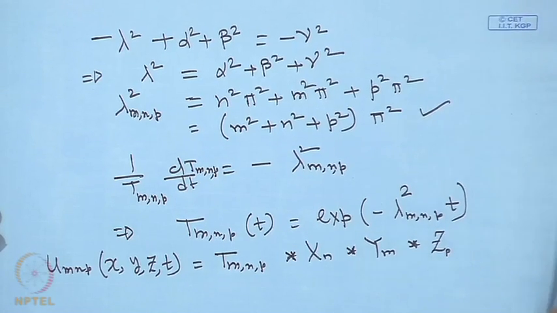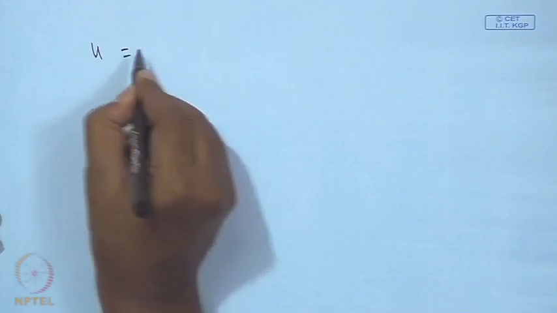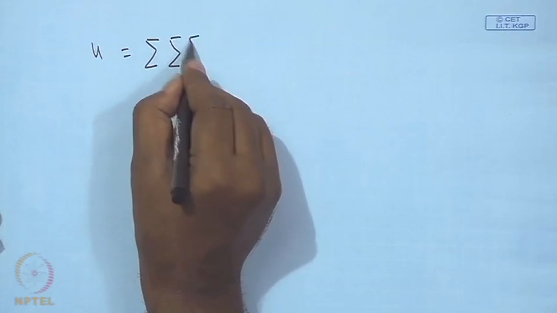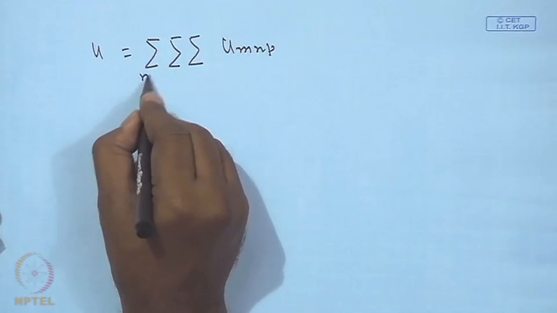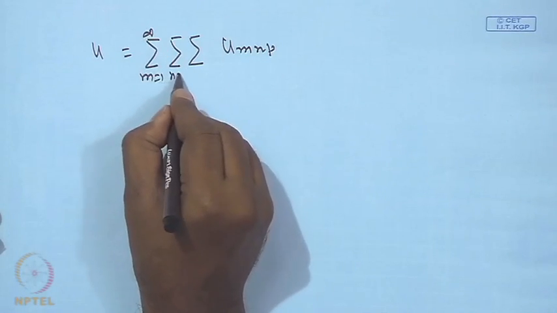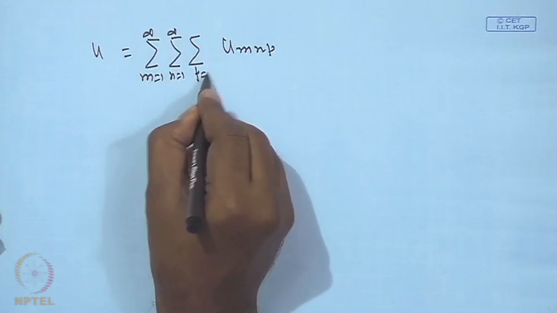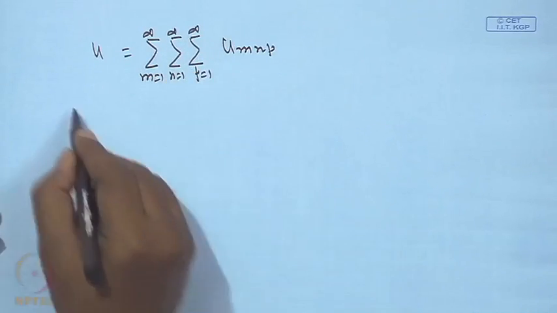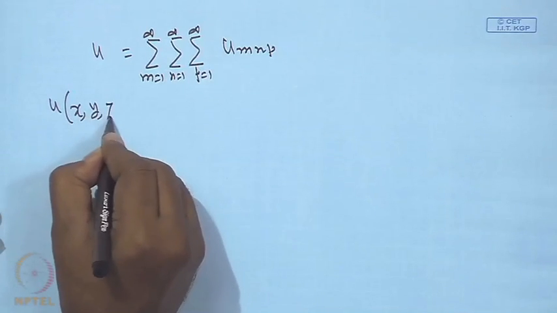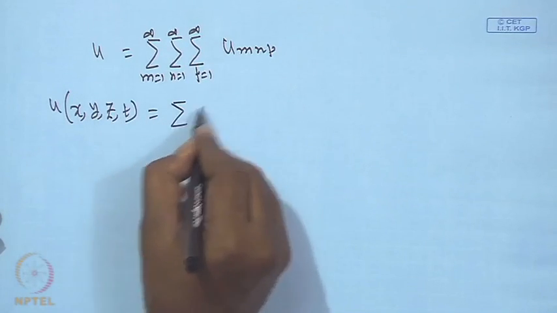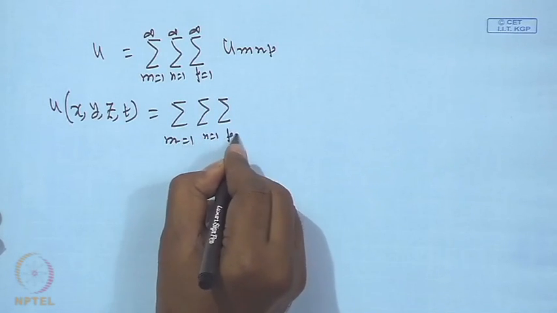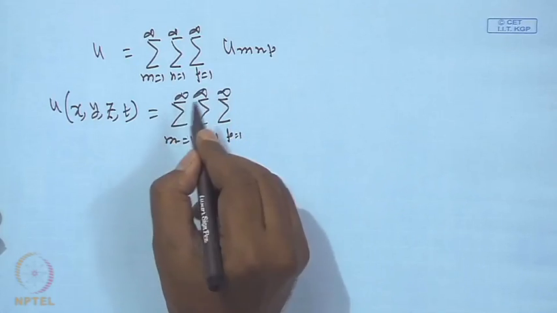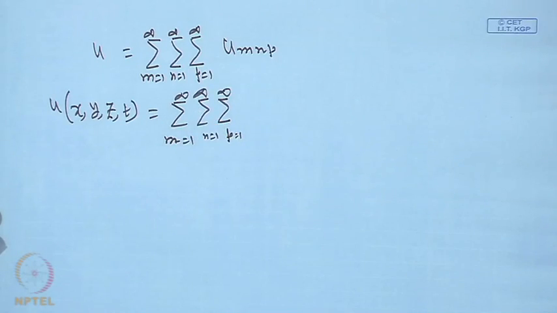So, we will be able to get the complete solution as u becomes summation of u m n p. So, one summation is over m 1 to infinity, another summation is over n 1 to infinity, another summation over p 1 to infinity. So, u as a function of x, y, z and t becomes triple summation m is equal to 1, n is equal to 1, p is equal to 1 to infinity, and you multiply all the constants.